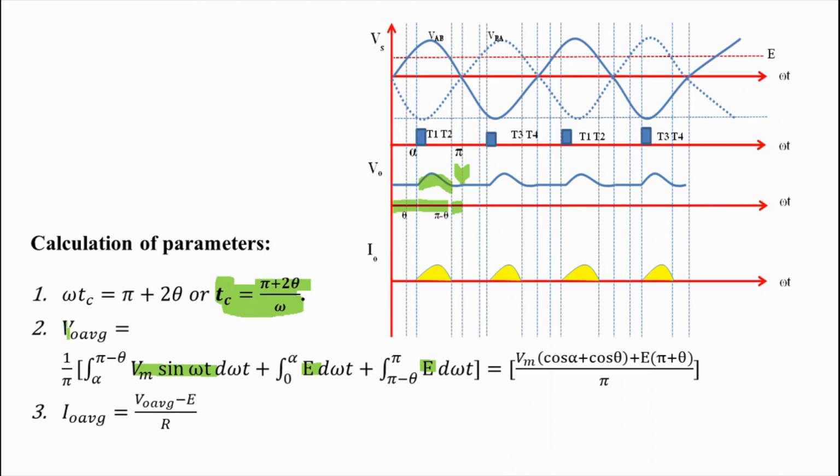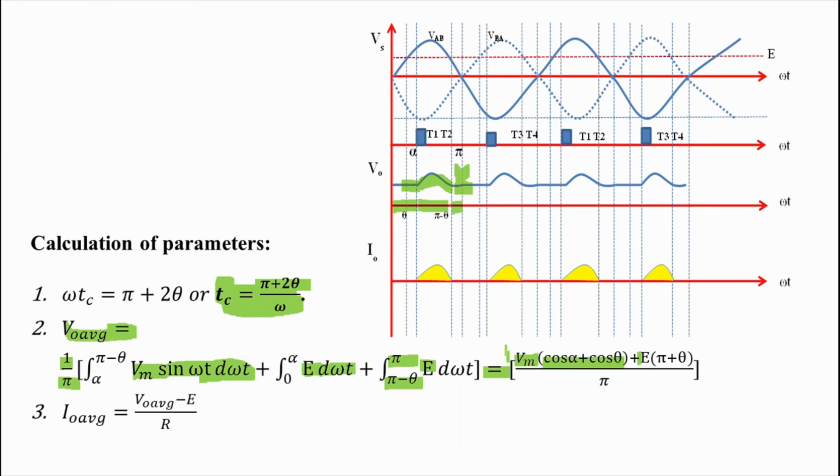So we can write average output voltage is equals to 1 upon pi, pi is the time period, integration alpha to pi minus theta, Vm sin omega t d omega t, because from alpha to pi minus theta V0 is equals to Vm sin omega t, plus integration 0 to alpha E d omega t, because from 0 to alpha V0 is equals to EMF E, plus integration pi minus theta to pi E d omega t, because from pi minus theta to pi V0 is equals to EMF E, that is equals to Vm (cos alpha plus cos theta) plus E (alpha plus theta) upon pi.